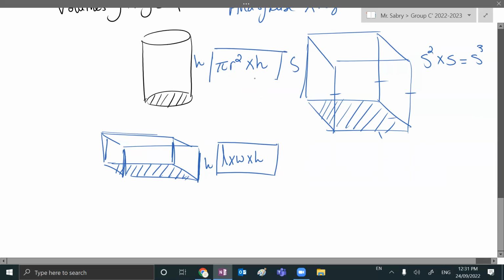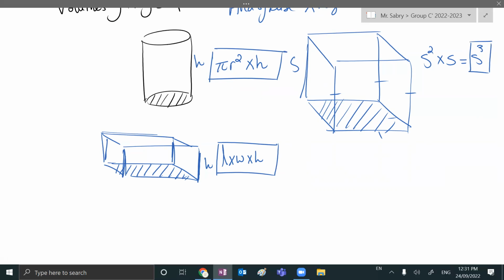Okay. So here's how, again, I get the volume of any shape whatsoever. I just need to check the shape of the base and get the area of that base and multiply that by the height, and then done.